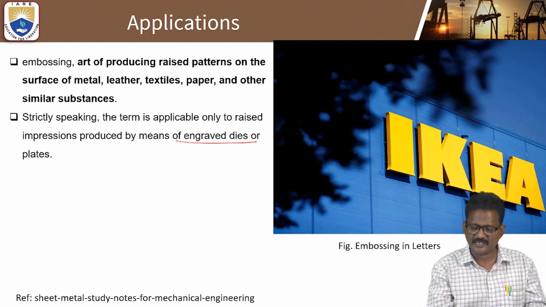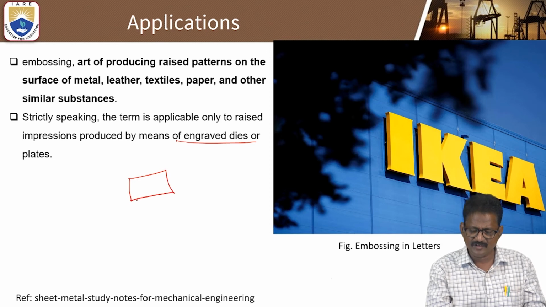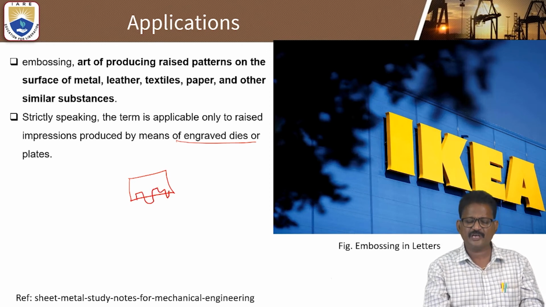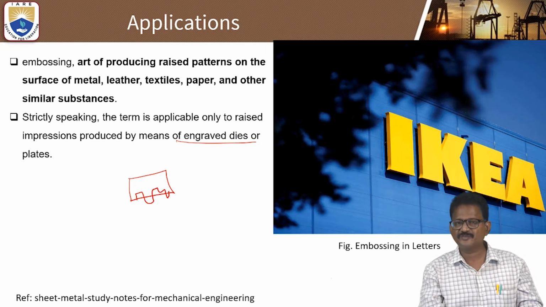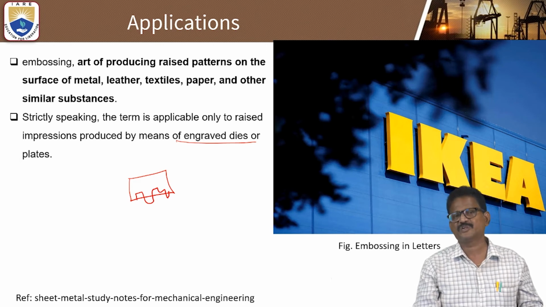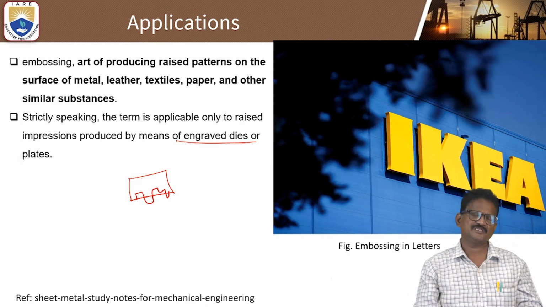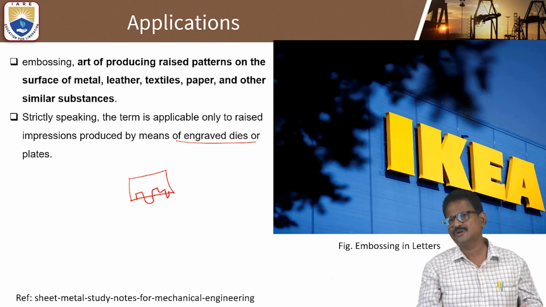This is very important. One die is there, and whatever shape we want can be engraved on it. Then we apply pressure, and that same shape can be obtained. So these are the different applications widely used in the embossing process.